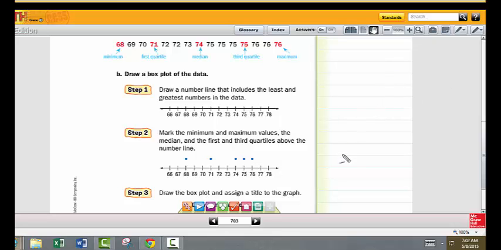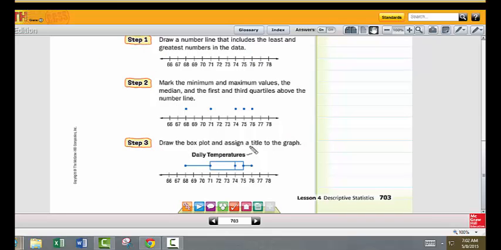The next thing we need to do is draw the box plot and assign a title to the graph. First of all, we'll title it daily temperatures. That's what we're showing here. We draw a line. I'm going to do it up above so that you can see it also below. The first thing we would do is draw a line from the minimum value to the first quartile. Draw a box around the center of the data, which would be from the first quartile to the third quartile. Draw a vertical line representing the median, and then draw your right whisker, which is from your third quartile to your maximum.